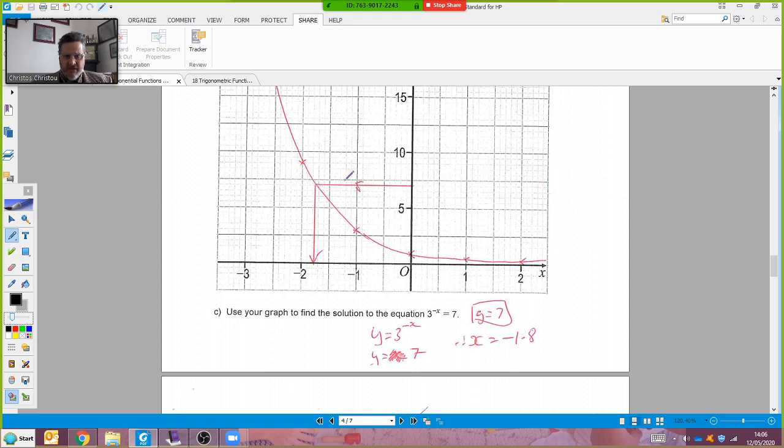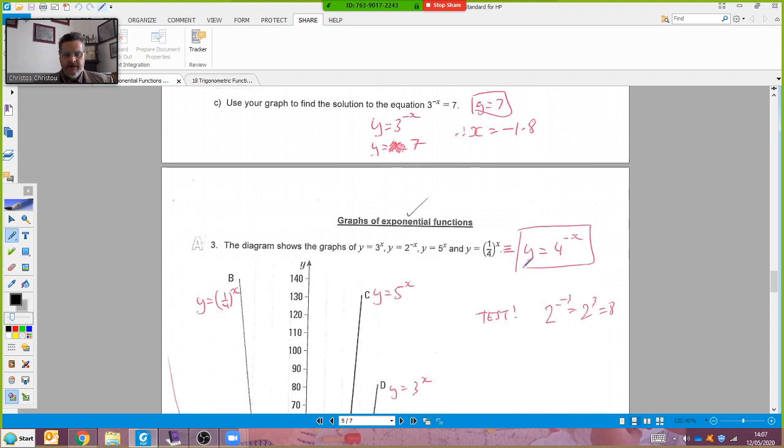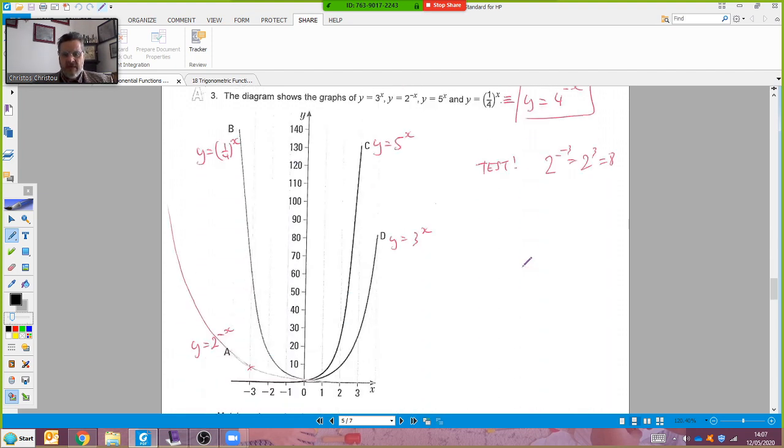I'd have to draw it right across here. It's a bit lame because my graph is over this side. So I want to use my line y equals 7, hit my graph, come down, and my one read as minus 1.8, something like that. That's all it is.